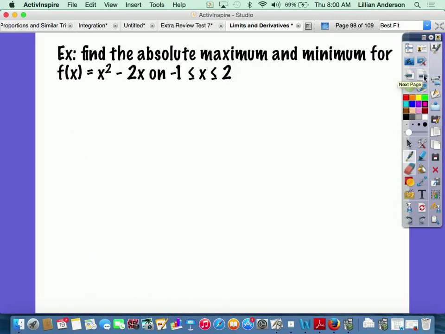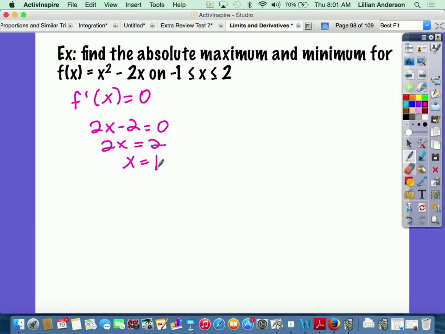All right? Now let's take a look at this equation here that says find the absolute maximum and minimum for this function, okay? So what we're going to do is we're basically going to take our first derivative, all right? And we're going to set our first derivative equal to 0, okay? Because when we do that, we're going to find our critical numbers. And remember, critical numbers basically mean there's a max or a min at that number, okay? But the truth of the matter is we're trying to see if it's an absolute max or an absolute min. So we're going to take our first derivative, set it equal to 0. So that's going to be 2x minus 2 equal to 0. 2x equals 2, x equals 1. Okay, so that's my critical point.